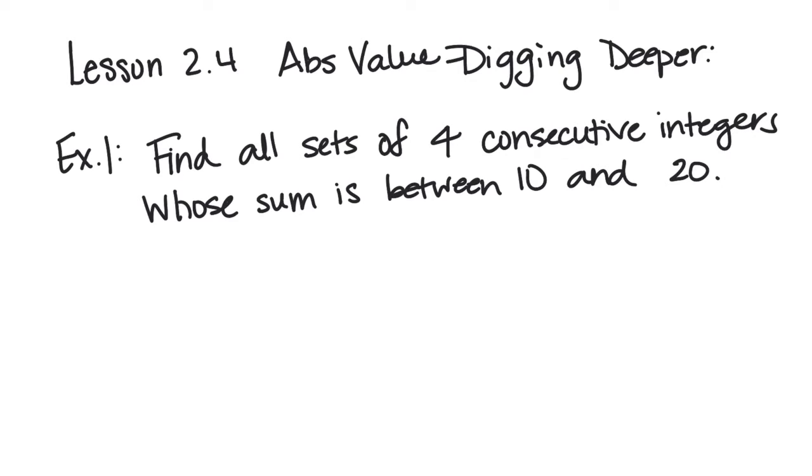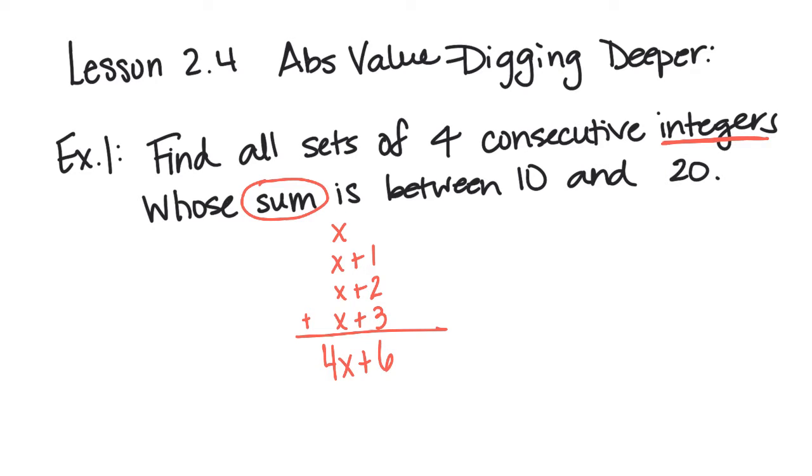All right, Algebra 2, I've got to dig deeper with you in Lesson 2-4. This is one we did actually as a startup, and we didn't get through it really well, so I want to talk about it again. Find all sets of 4 consecutive integers. Consecutive integers are x, x plus 1, x plus 2. We need 4 of them, and we're going to go ahead and find the sum of 4 consecutive integers. Well, 4x plus 6. And then it says it's between 10 and 20.